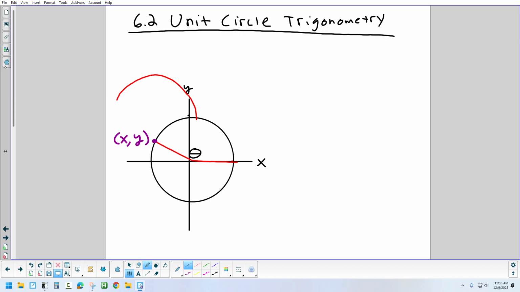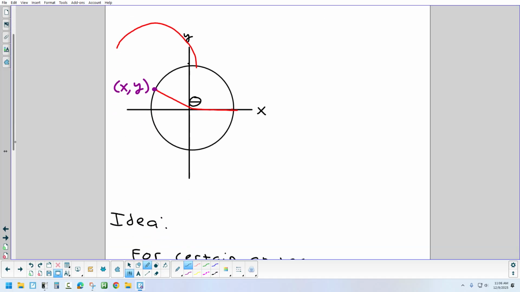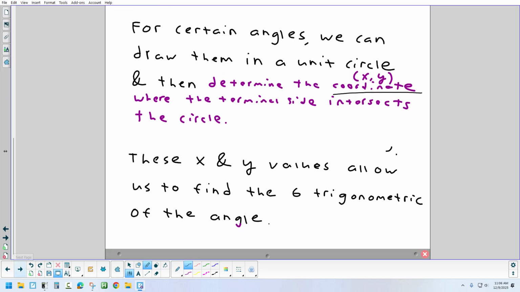Now, since we're dealing with a unit circle, how big is a unit circle? Yep. What is 1 unit? Radius. The radius, yep. So when you're dealing with a unit circle, we're dealing with a circle with a radius of 1. We could do this on a different size circle, but it adds a little bit of complexity to it. So if we stick with a unit circle, that's going to be the simplest way to do this.